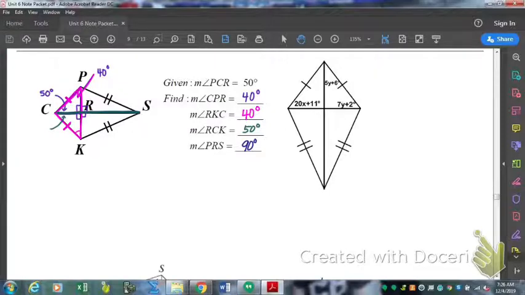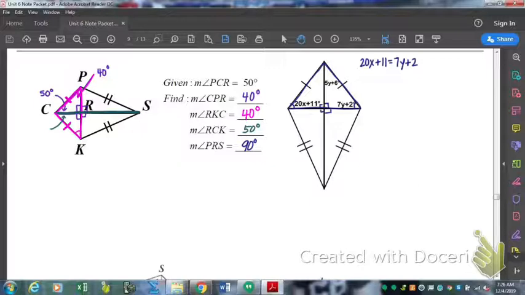In my next example over here, again, I'm going to mark what I know. I got some right angles up in here. We have 7y plus 2 and 20x plus 11. I know that these two angles right here are congruent to one another because this big triangle up here is isosceles. So that means 20x plus 11 equals 7y plus 2.